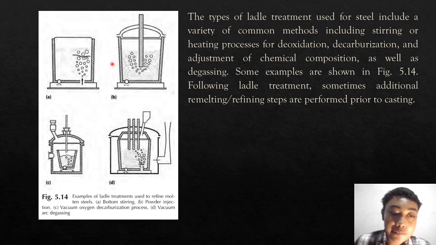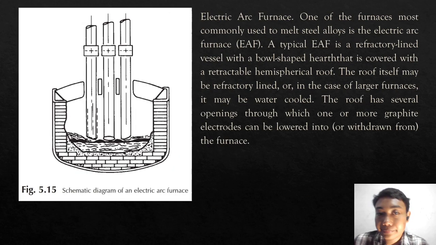This is Figure 5.14. Examples of the ladle treatments used to refine molten steel. A. Bottom stirring. B. Powder injection. C. Vacuum oxygen decarburization process. D. Vacuum degassing. So, next.